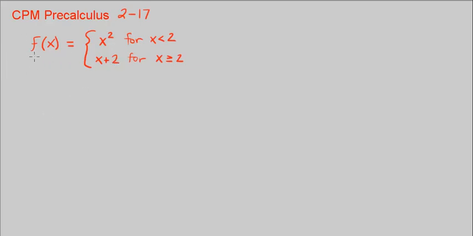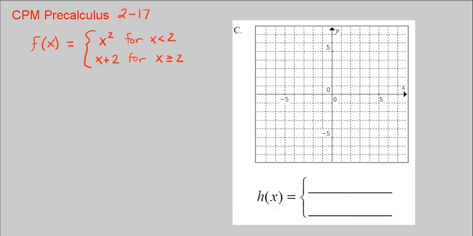So we're given a piecewise function. Here's f of x, and the two pieces of f of x are x squared and x plus 2. Part A is to sketch the graph of f of x on grid C. And recall that you can use your calculator to verify your graph is correct. So let's go ahead and sketch this.